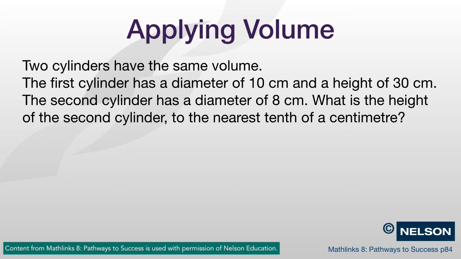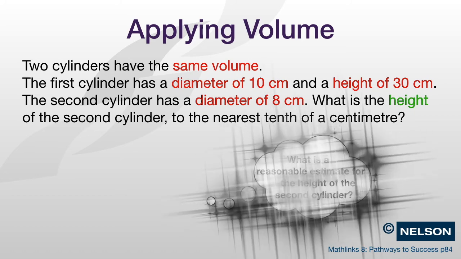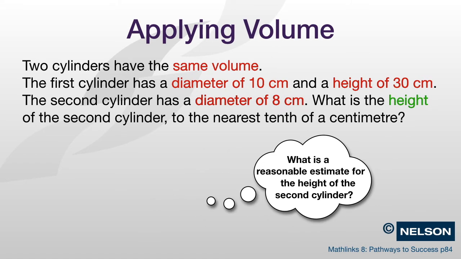In this next problem, we are given that two cylinders have the same volume. The first cylinder has a diameter of 10 centimeters and a height of 30 centimeters. The second cylinder has a diameter of 8 centimeters. We are asked to find the height of the second cylinder to the nearest tenth of a centimeter. Before we move on to calculate this unknown height, think for a moment, what is a reasonable estimate for the height of the second cylinder? Is it more than 10 or less? Is it much different or close?